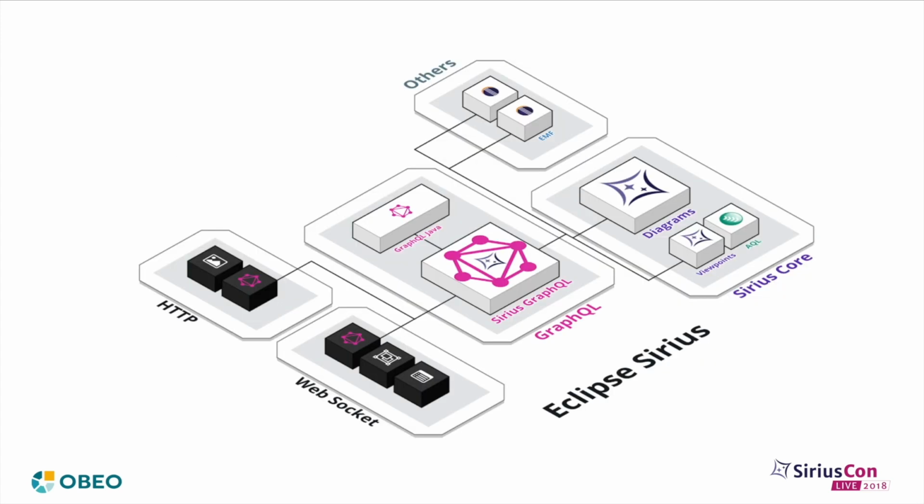Here you have an overview of the architecture of the server. You can see our two HTTP endpoints which provide support for images and the GraphQL API. We are also working on a prototype of a WebSocket support for GraphQL API. Then in the center, you have the GraphQL interpreter, which is connected to all the existing Sirius components, such as the support for diagrams, viewpoints, or the AQL interpreter. It is also connected to other Eclipse components, such as EMF.